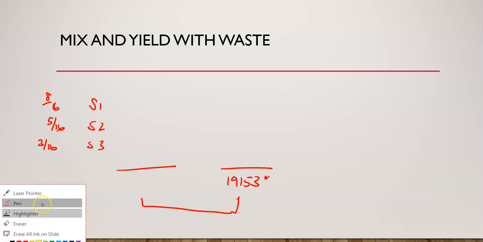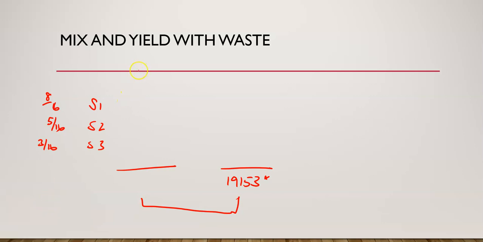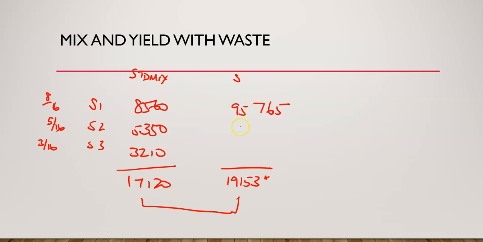In terms of my standard mix of 17,120, half of this is 8,560, 5/16 of this is 5,350, and 3/16 of this is 3,210. Now, this is the actual total amount at the standard mix, which is what I did earlier: 9,576.5, 5,985.3, and 3,591.2. I'm just going to change my pen color now.